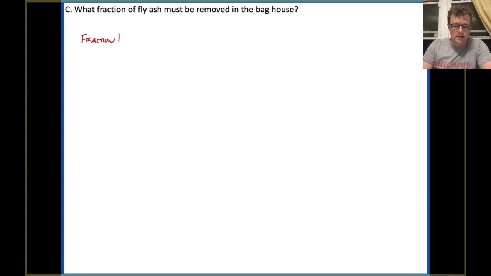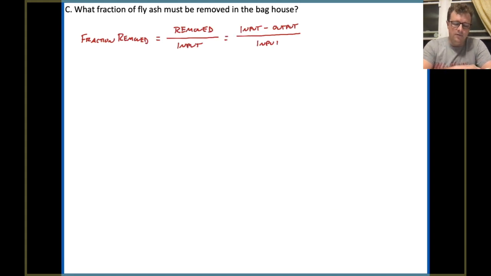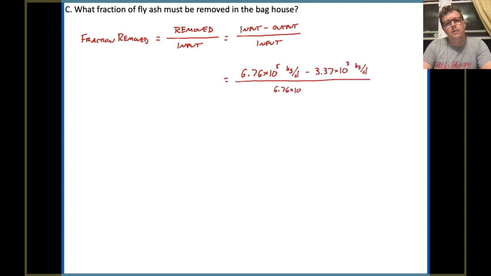So what fraction needs to be removed? Fraction removed, again, is the amount removed divided by the amount that went in. And amount removed, of course, is input minus output in the numerator. And so we can plug in the values we just found on the previous slide.